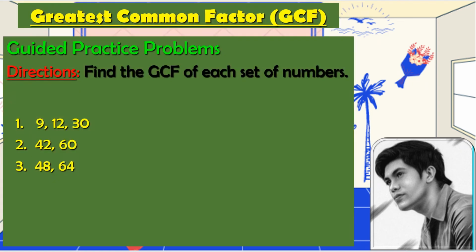Okay. So we have guided practice problems here. Find the GCF of each set of numbers using the given methods, the listing and the prime factorization. 1. We have three numbers, 9, 12, 30. 2, 42 and 60. 3, 48 and 64. So I'll give you 1 minute to answer.